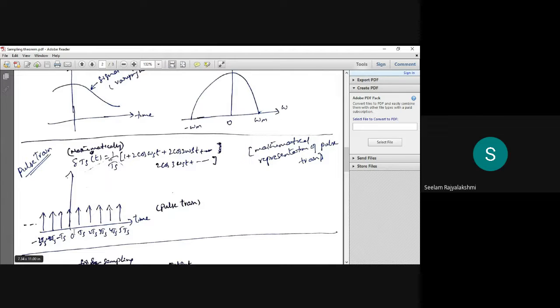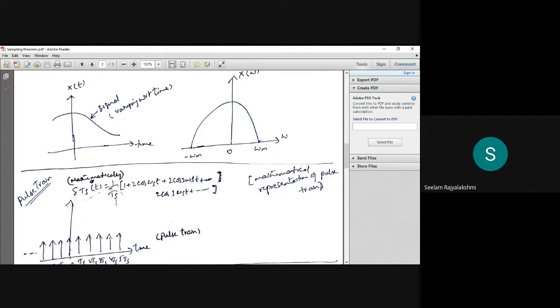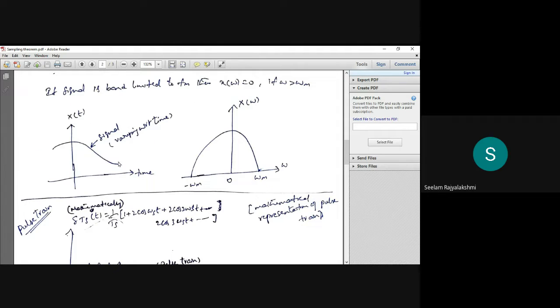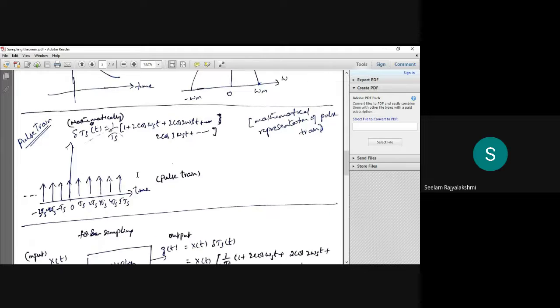So mathematically we can represent this pulse train as delta Ts of t, which equals 1 by Ts, into 1 plus 2 cos omega st plus 2 cos 2 omega st plus 2 cos 3 omega st plus so on. So like this we can represent mathematically the pulse train. This is the actual signal which is varying with respect to time, and if the signal is band limited to Fm, then x of omega equals 0, and here this is the omega axis, the time axis, and the pulse train.